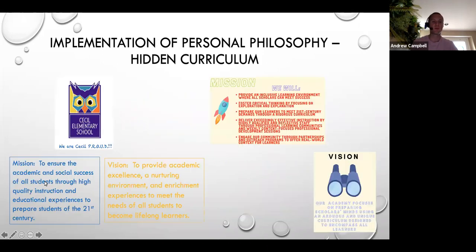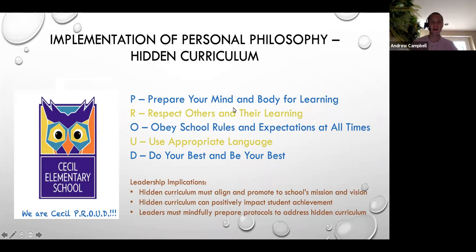As you can see, our mission and vision, we want to ensure the academic and social success of all students. These actions, as part of the hidden curriculum, are going to help students to meet those goals. We see that the hidden curriculum will hopefully impact the student's achievement. These actions in which we are sharing these values are going to promote academic behaviors that in turn will help our students meet their goals.